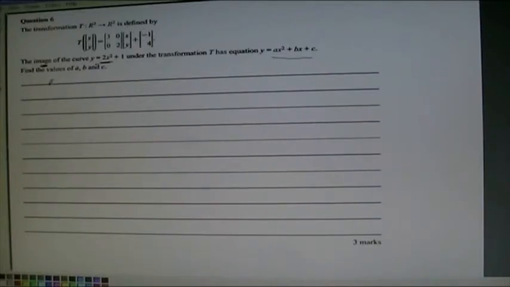First of all, I'm just going to rewrite it as x dash and y dash. The dash is just a way of saying that's the coordinates, or the x and y value, for the image, the new equation, and we'll rewrite the rest of it as well. Okay, so there we go.